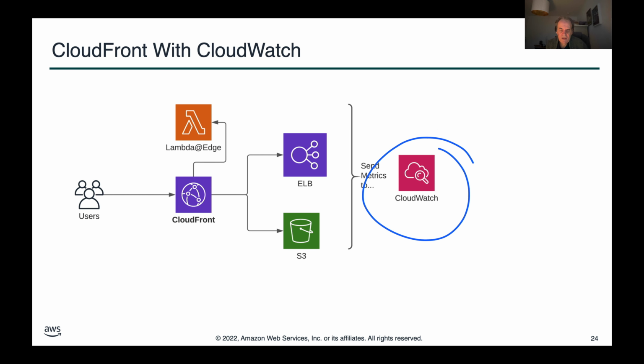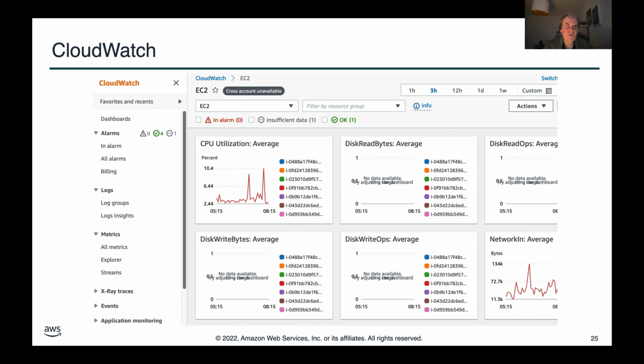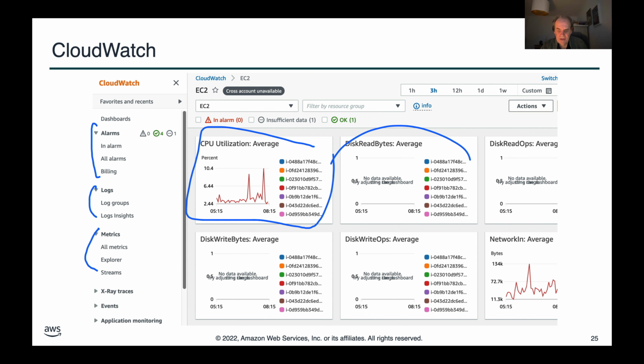Okay, so there's a CloudWatch there. It's our core place that we go and send all of our metrics to. So as an example here, there might be an Elastic Load Balancer here and EC2, and we can send our metrics into a CloudWatch. So here's an example here. We can see all our alarms, our logs, and our metrics. This is looking at CPU in a certain instance. You're looking at disk reads and writes and so on.